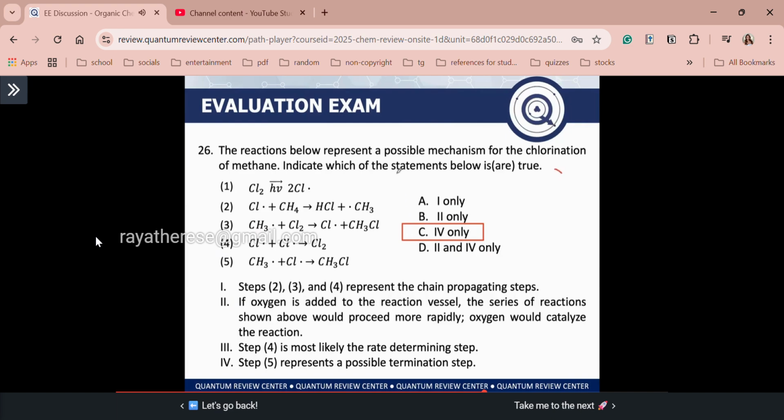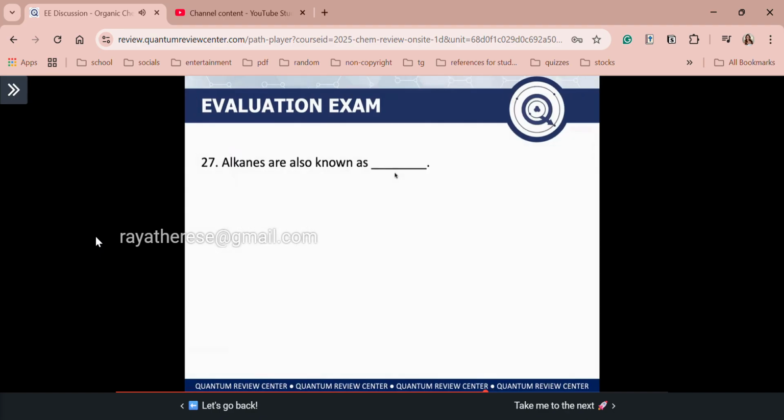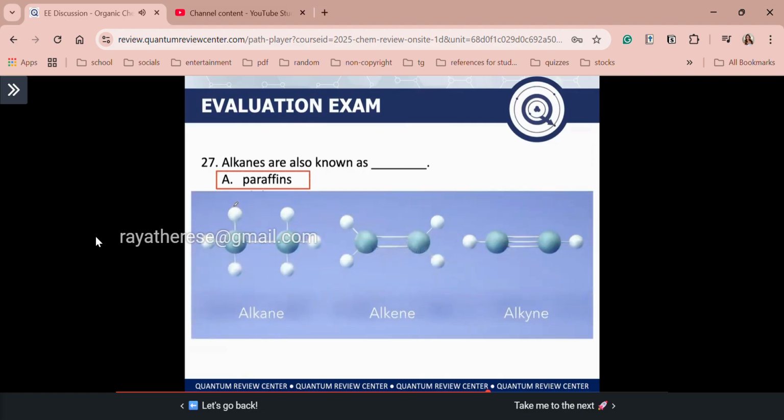Class, please put an asterisk. Again, this is a board exam question. 27. Alkanes are also known as, even without the choices, you can already guess the correct answer. They are paraffins. Paraffins for alkanes, olefins for alkenes, acetylenes for alkynes, arenes for aromatics. Again, that's concept based. Alkane is our saturated hydrocarbon compound. So for 27, answer is letter A.